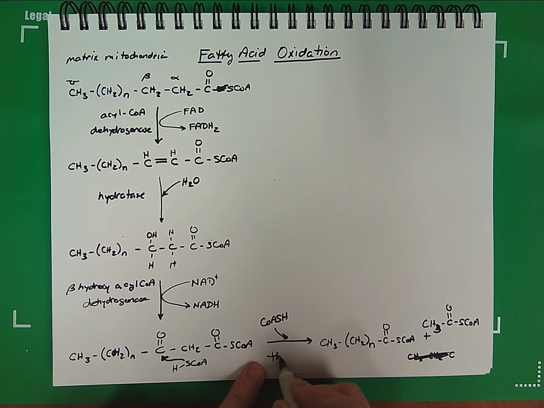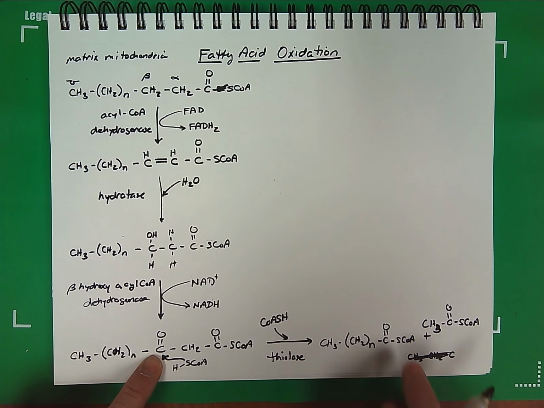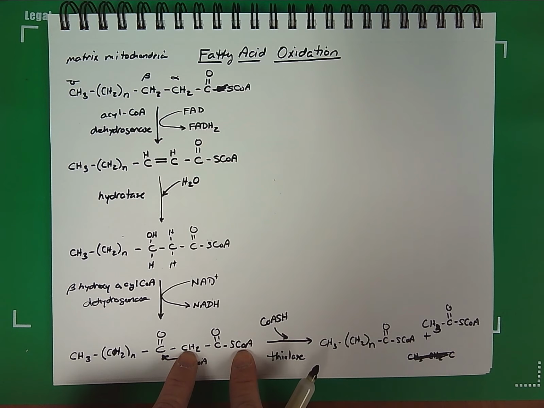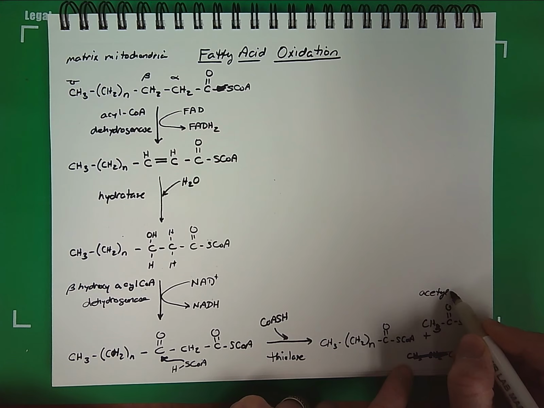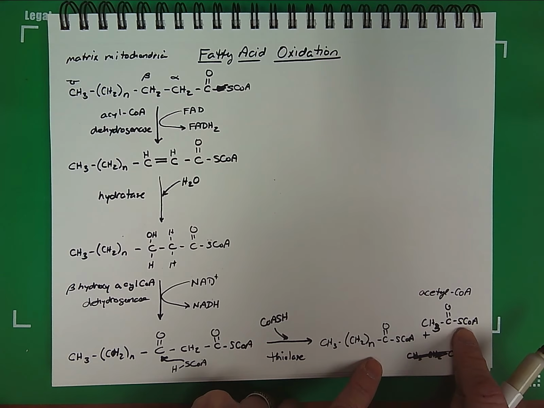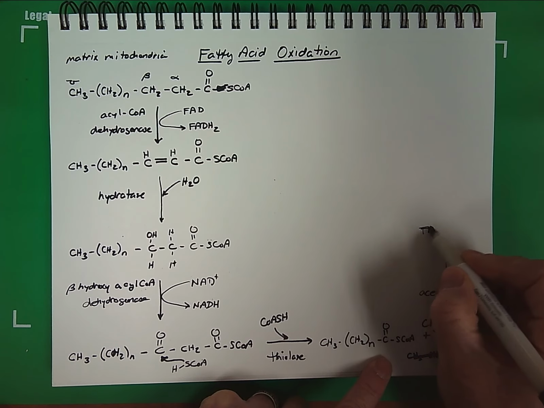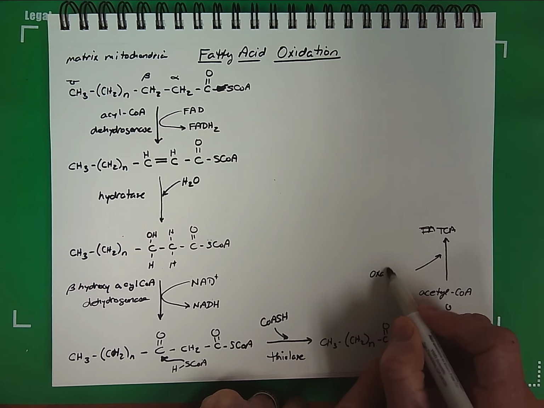This enzyme is called a thiolase. Thiolase simply because we are using a sulfur group as a nucleophile. And in doing so, notice that we are removing these 2 carbons with this coenzyme A attached, and that is forming acetyl-CoA. This acetyl-CoA structure now can enter the TCA cycle by condensing with oxaloacetate.